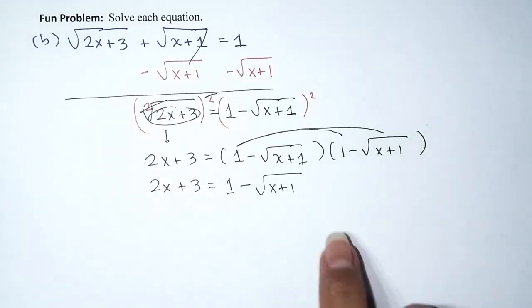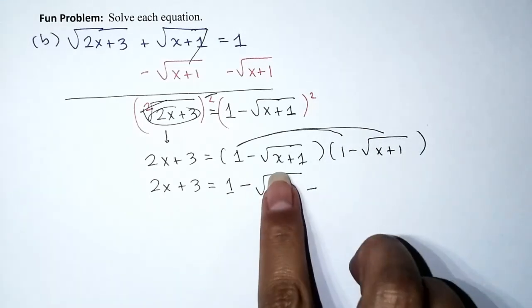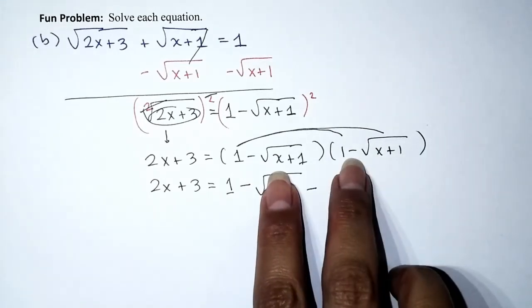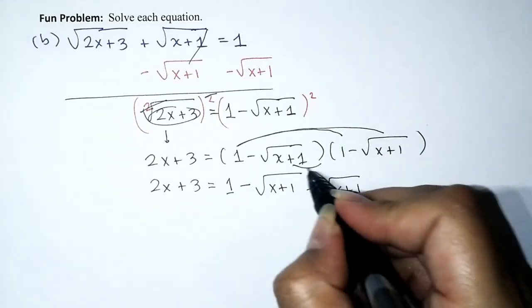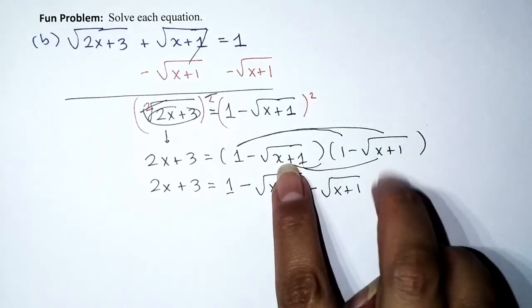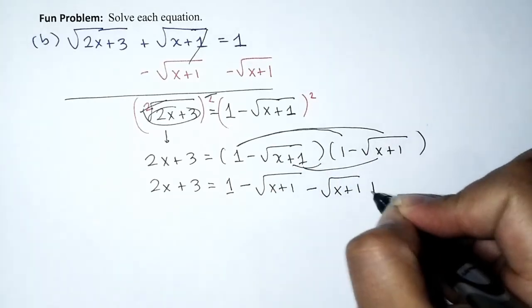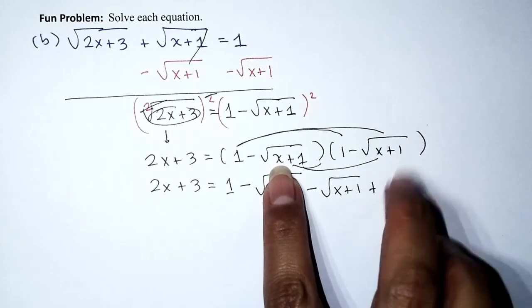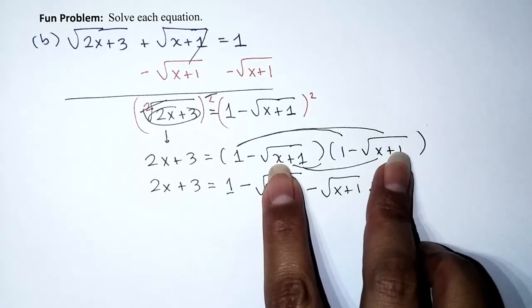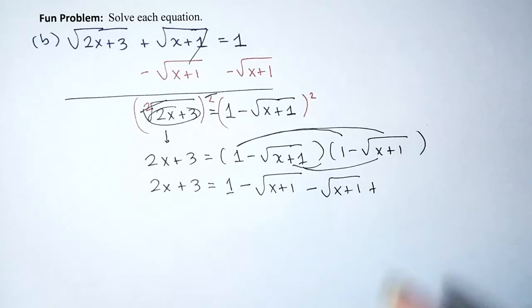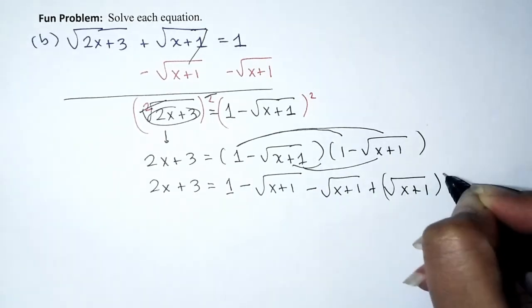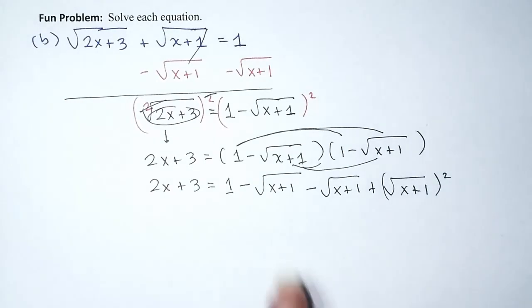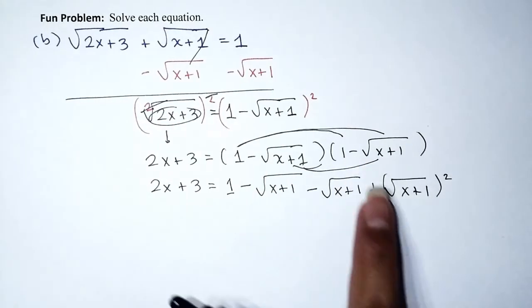Product of the inner terms, negative something times positive something, will leave us with negative something. Square root of x plus 1 times 1 is just square root of x plus 1. Product of the last terms, negative something times negative something, will give us positive something. And the square root of x plus 1 times the square root of x plus 1 will give us 2 factors of the square root of x plus 1. Let me go ahead and write it so I can convey what I want to say. So we got square root of something times square root of something, or square root of something squared.